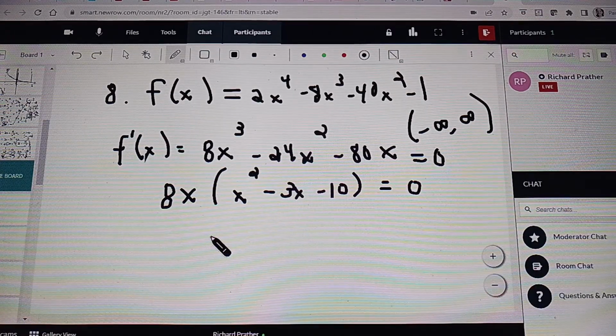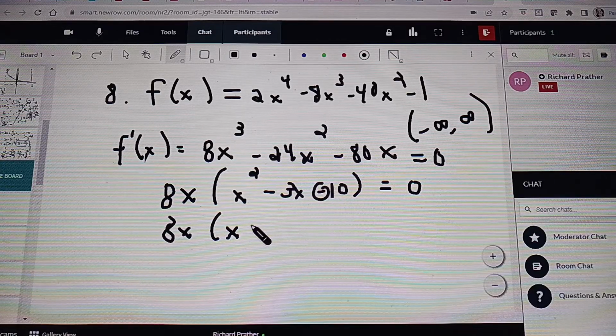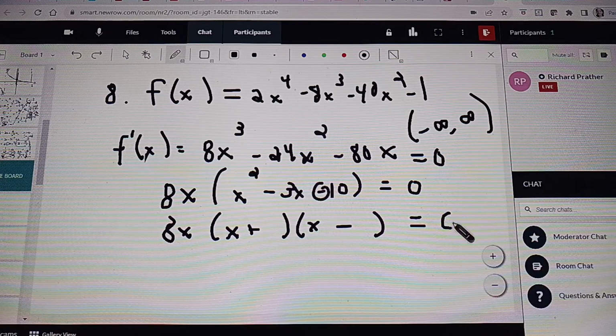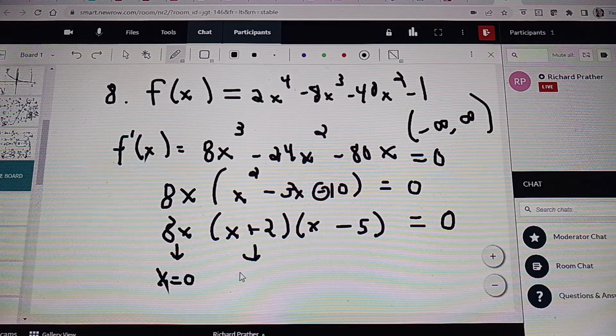Okay, so this should factor again. There's a negative in the back, so we're going to get 1 positive, 1 negative. Multiply to 10, subtract to the negative 3. That would mean the negative is the bigger of the two numbers. So positive 2 and negative 5. Positive 2 and negative 5 are the factors. So we have 3 zeros actually. 0, negative 2, and positive 5.